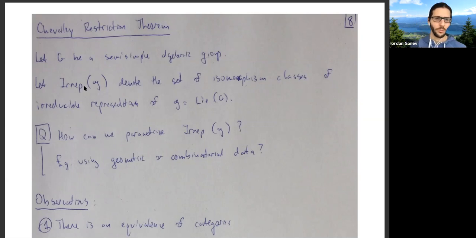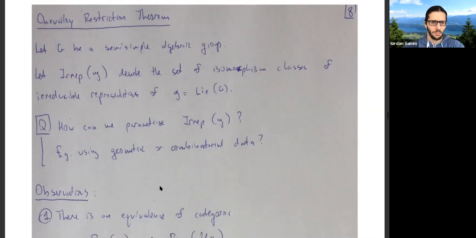The motivating question for this discussion is: is there a way to parameterize the irreducible representations of this Lie algebra? We'd be especially interested in parameterizations that use some sort of geometric or combinatorial data. There are various ways to do this, but I'll present one approach. This is the motivating question. As a first step, we make some observations.